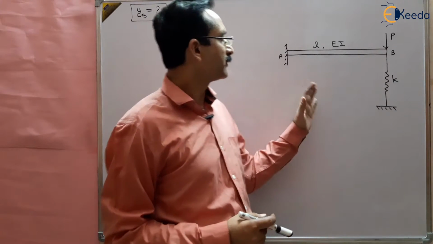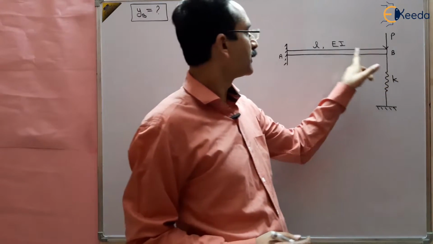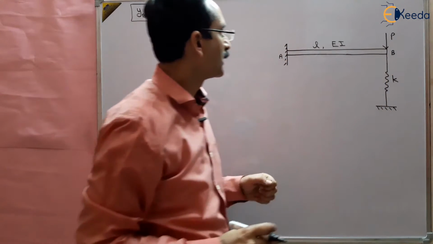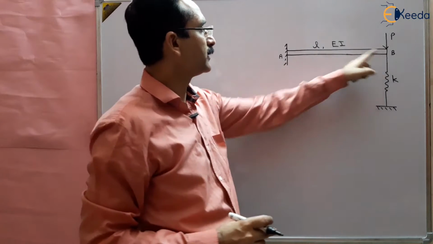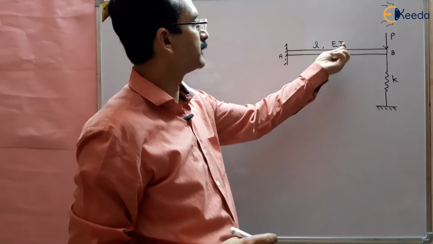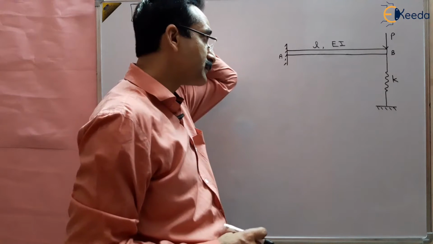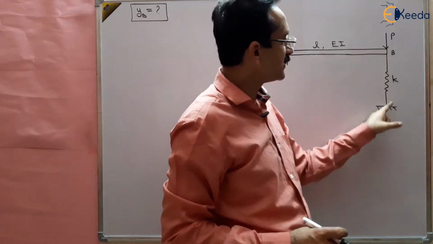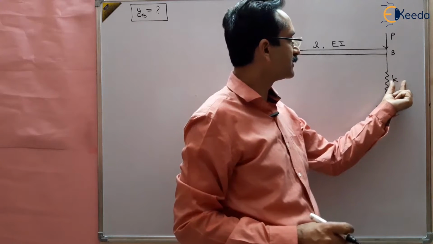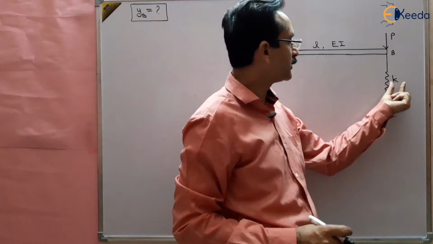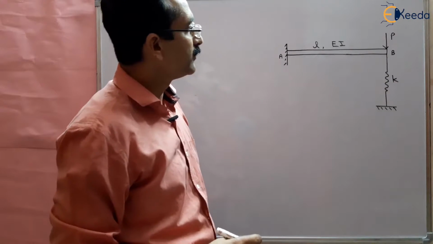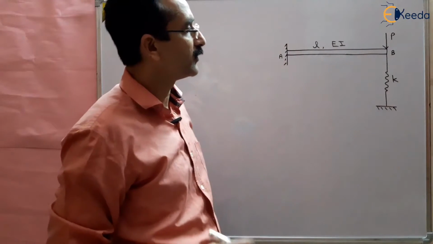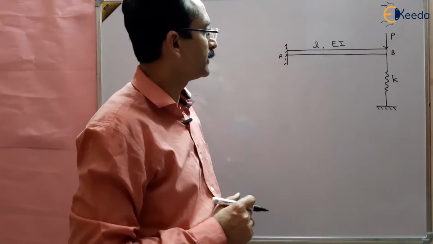In this question we are given a cantilever beam which is loaded with a load P at the free end, where one end is fixed and the other end is free. Length is L and EI is the flexural rigidity of this beam. At the free end it is also stiffened with a spring of stiffness K. Spring constant K is given. We have to find out the total deflection at point B at the free end.